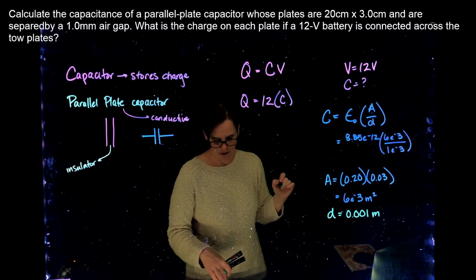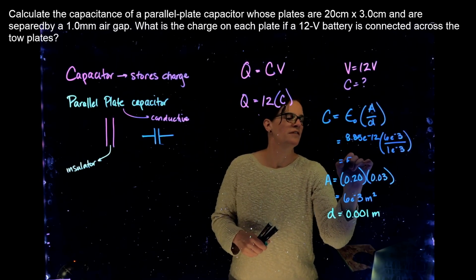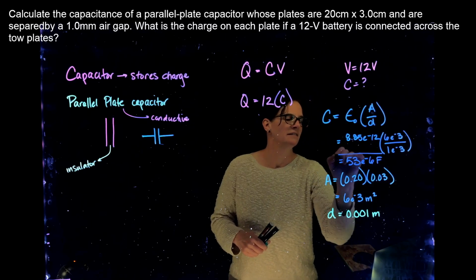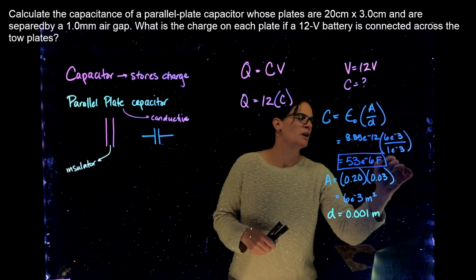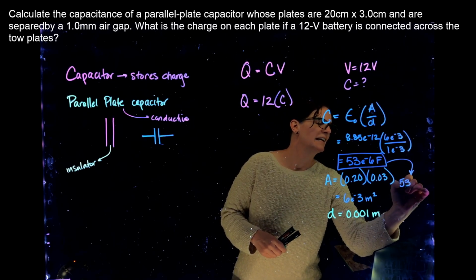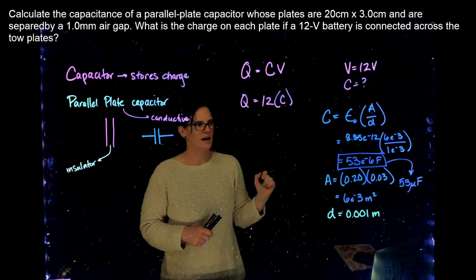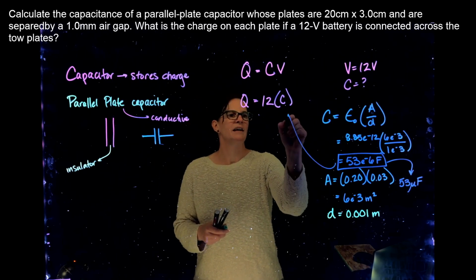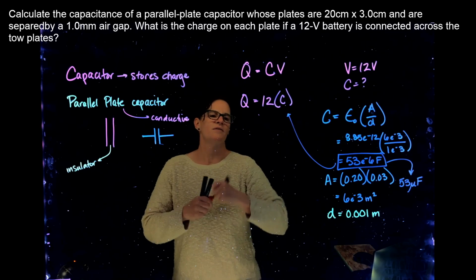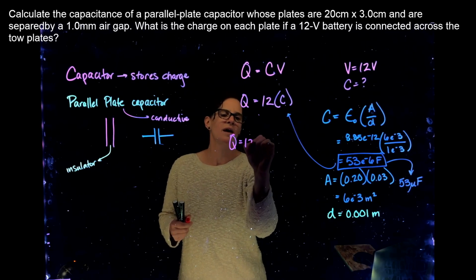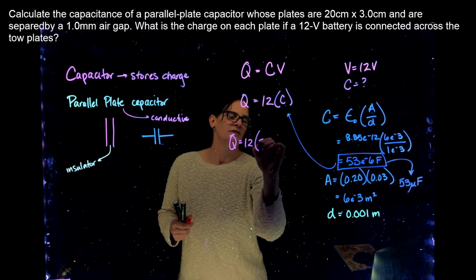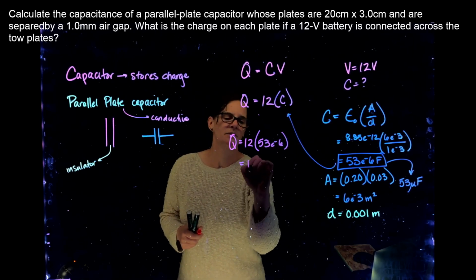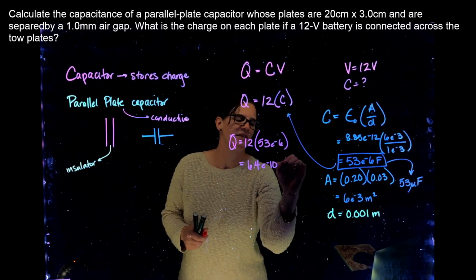And we get our capacitance equal to 53 times 10 to the minus 12 farads, which we often put capacitance into picofarads, okay? So 53 times 10 to the minus 12 farads, we can now use that up there, and we find that our charge on the capacitor is 12 times 53 times 10 to the minus 12, and the charge on that capacitor is 6.4 times 10 to the minus 10 coulombs.